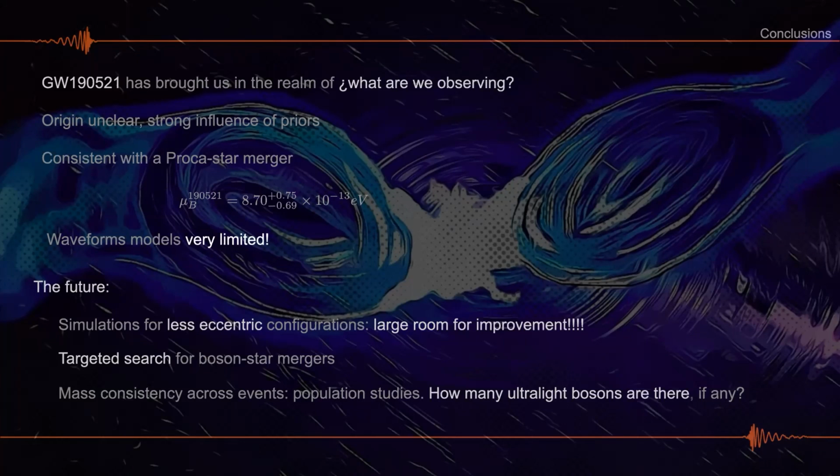We want to do a targeted search for those boson star mergers that can produce these final boson stars that emit pulses that could serve as a smoking gun. And as I just said, we're trying to work on really how to exploit mass consistency across events to basically, if one cannot detect any of these super nice boson star mergers, one can just build evidence across many events by stacking them.